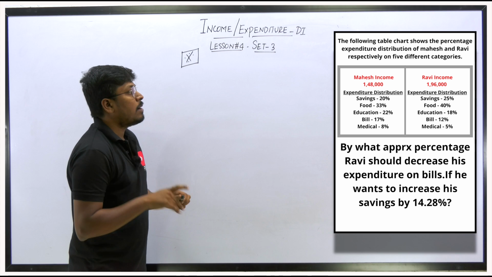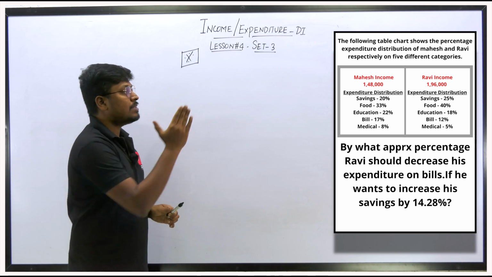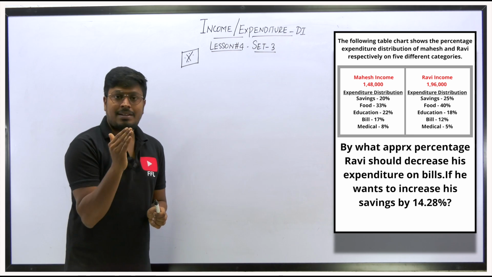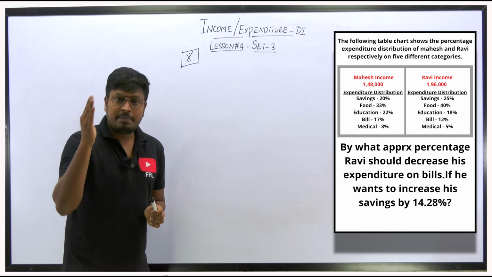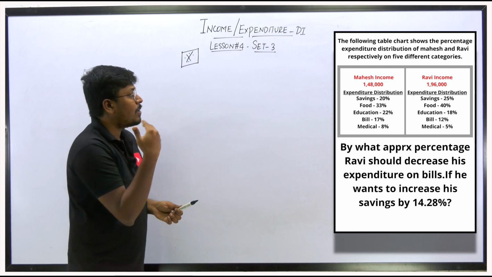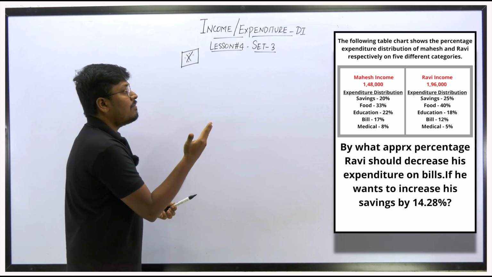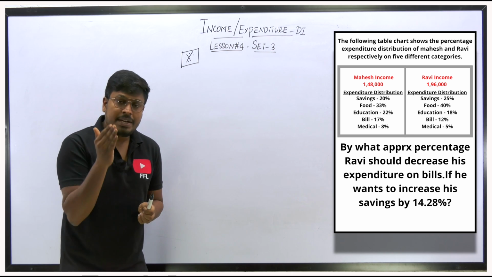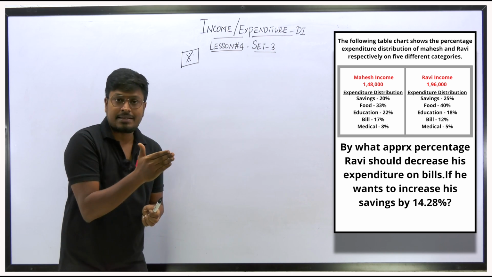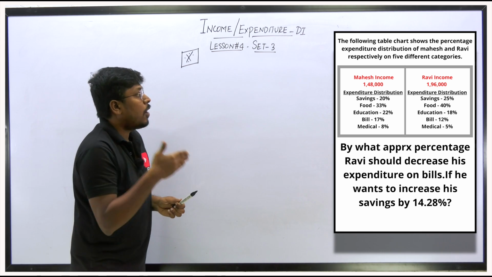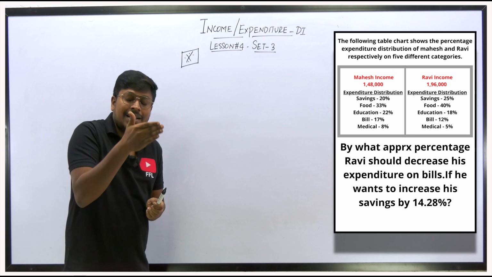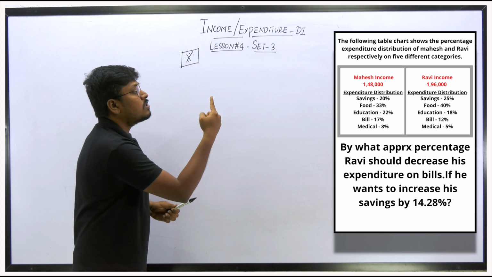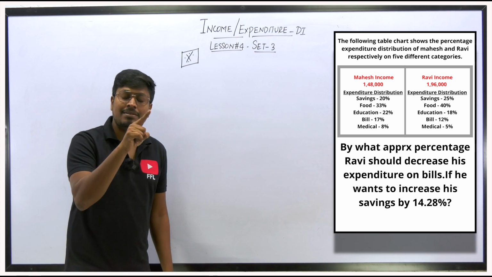The thing here is they are talking about the person Ravi, right? So actually what are Ravi's savings? Ravi's savings is 25%. First, understand the question. The question here is about the bill. So from the bill amount, what is the bill amount here according to the chart? The expenditure on the bill is 12%. From the 12%, we need to check how much he needs to decrease. How much percentage, right? Not the amount. How much percentage he needs to decrease from the bill so that Ravi's savings should increase by 14.28%. Already the savings is 25.